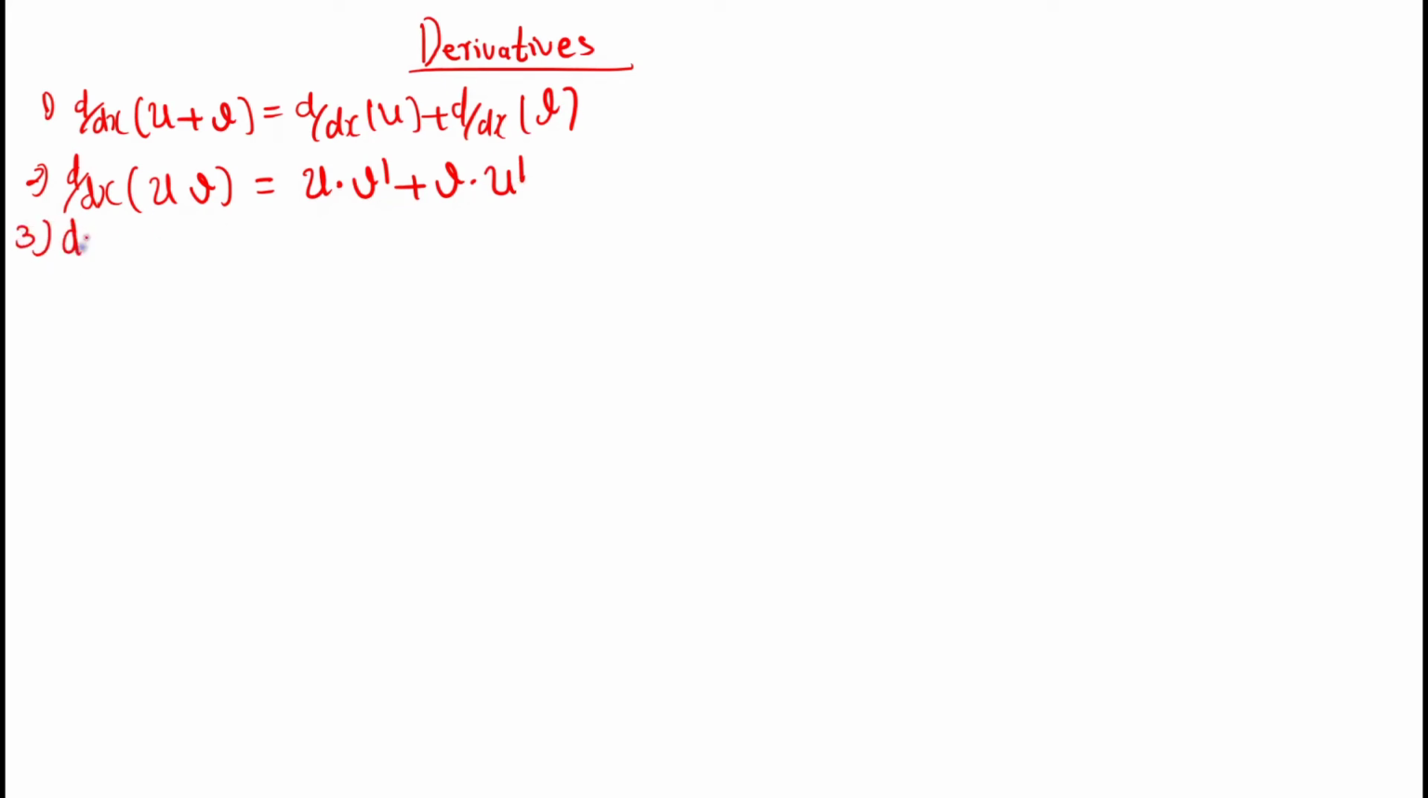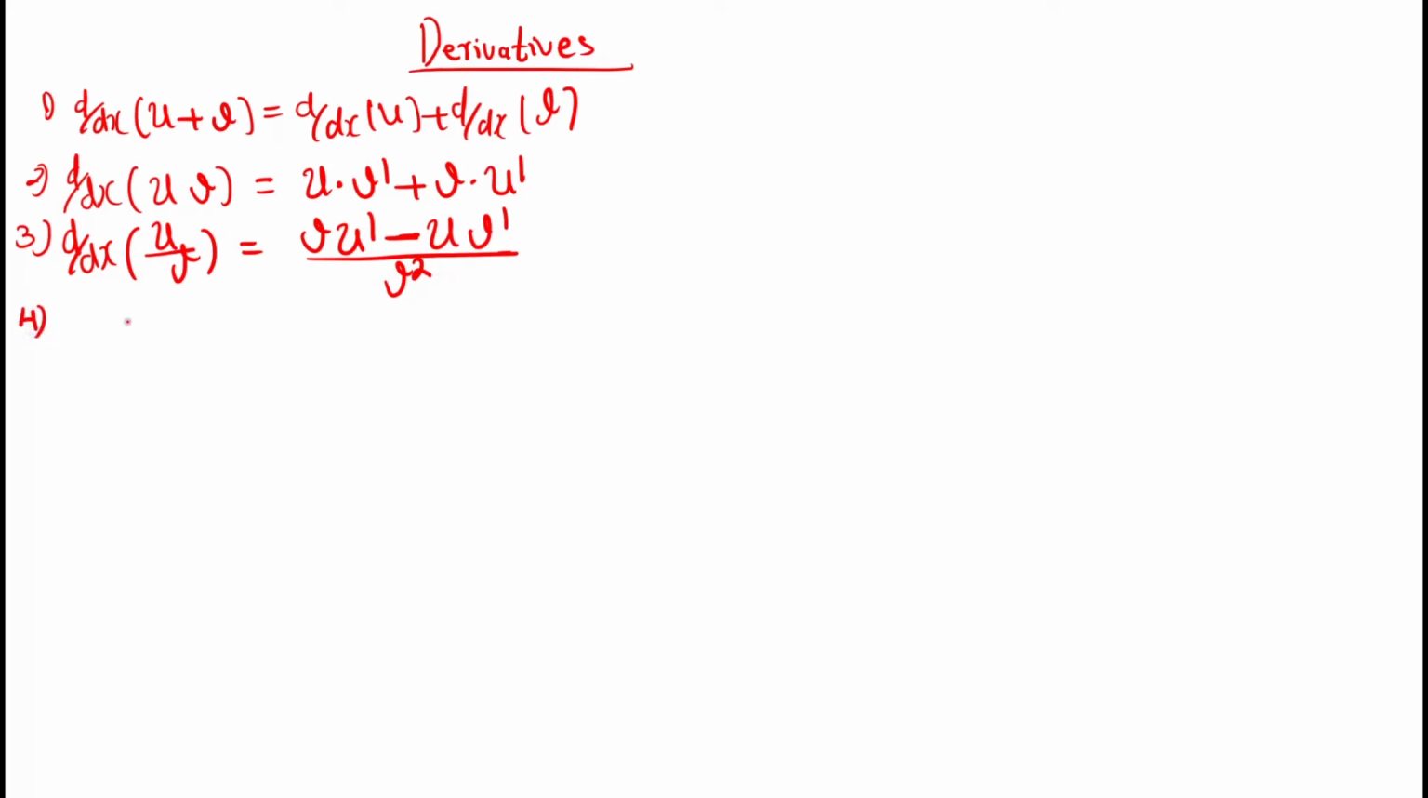Third formula, d by dx of u by v is equal to v into u dash minus u into v dash divided by v square. That is second function, that is denominator into derivative of the numerator, minus the numerator into derivative of the denominator, divided by denominator whole square.